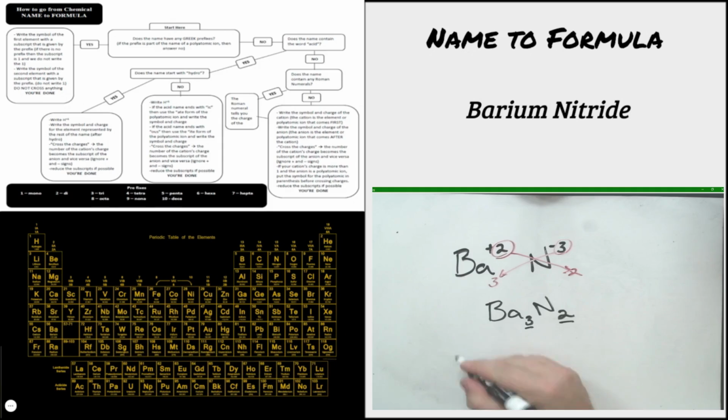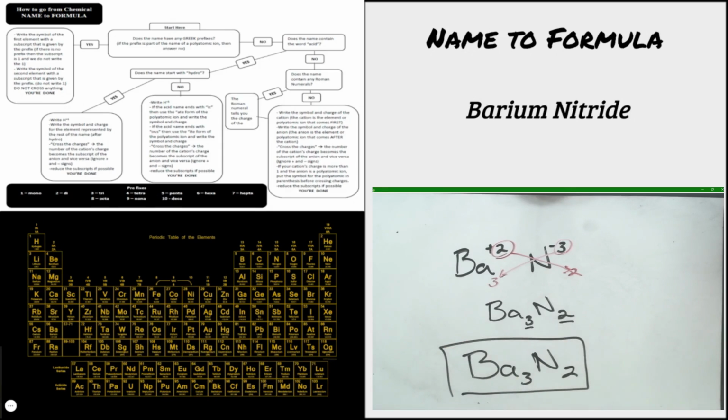So barium nitride symbol is Ba3N2. That is our final chemical formula, and our flowchart tells us we're done after we have done that. So that is our first example, and that's how it works. So let's do another example.